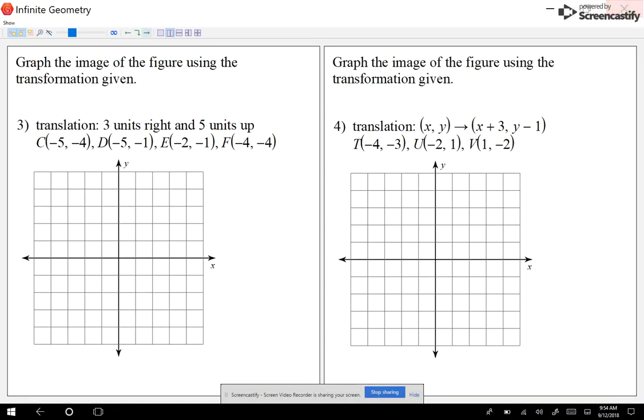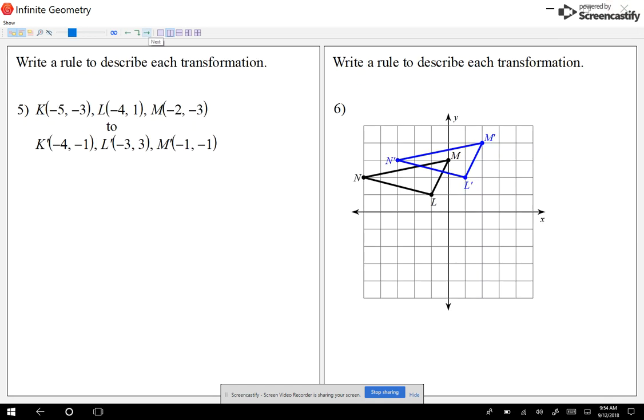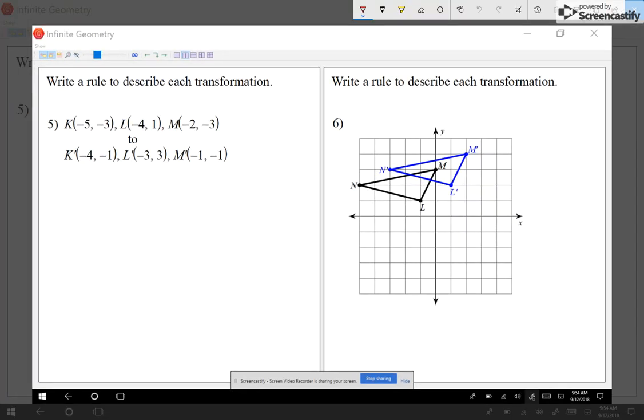Okay. Now, my last two examples, I'm going to ask you guys for the rule. And this is one thing that we kind of struggled with a little yesterday. So it says write a rule to describe each transformation. This transformation is a translation, so I will start by writing the word translation. We have other transformations that we haven't seen, but we are going to learn, like rotation, reflection, and dilation. We haven't seen them, but we will learn them. So I will start by writing translation.